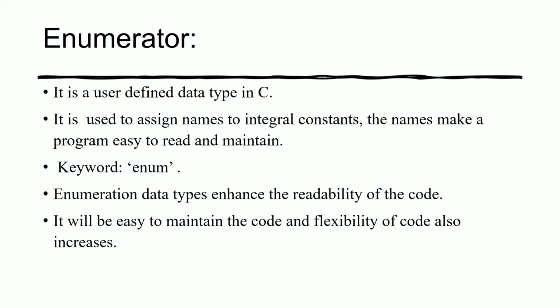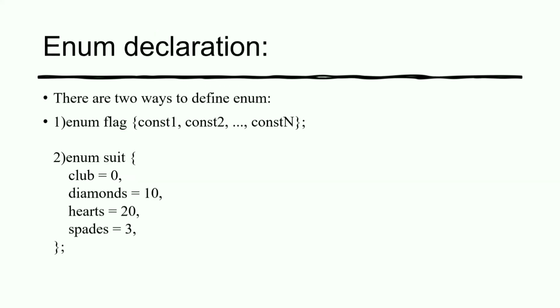Generally, enumerators enhance the readability of the code. So using of enumerator will enhance the readability of the code, and also it will be very easy to maintain the code, and it will also improve the flexibility of the code. We can declare enum in two ways. First thing, enum keyword, then variable name, opening brace, followed by variables we want to store in enum. Constant 1 will be assigned with integral value 0, constant 2 will be assigned with integral value 1, and so on. Constant n will be assigned with integral value n minus 1.